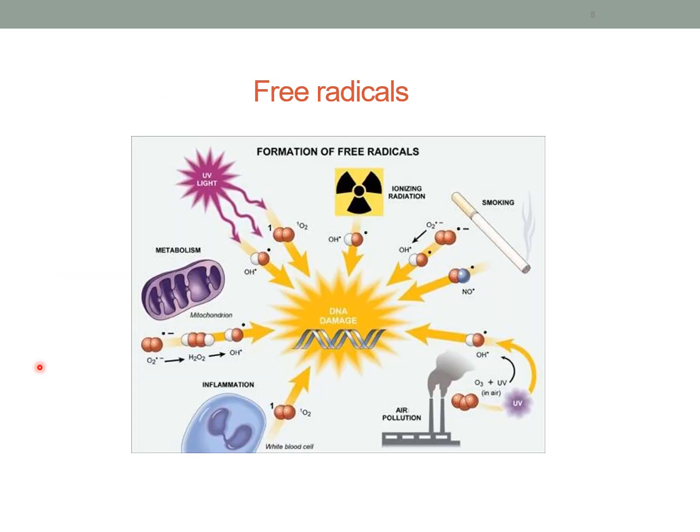All right, so free radicals. Formation of free radicals comes from ionizing radiation, from smoking, from air pollution, inflammation, and we actually have it naturally occurring in our own metabolism. Again, there's that UV light, and what that does is break up the DNA right here. We're talking about double strand breaks and point lesions. We'll talk about that in later lectures.